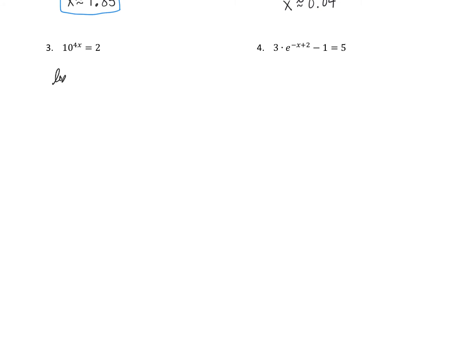So I'm going to write log base 10. Since it's base 10, that's the understood base, so I don't have to write it. Go across the equal sign of 2 is equal to 4x. This time all I need to do is divide by 4, and I will get my answer. So x equals log of 2 over 4. So that's my exact answer.